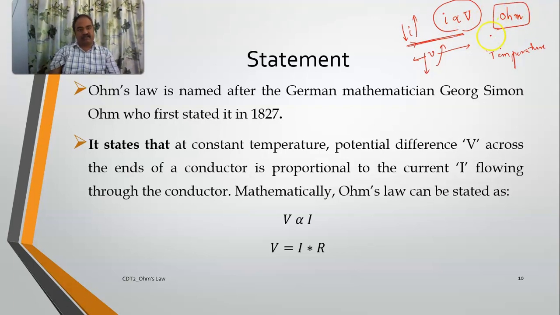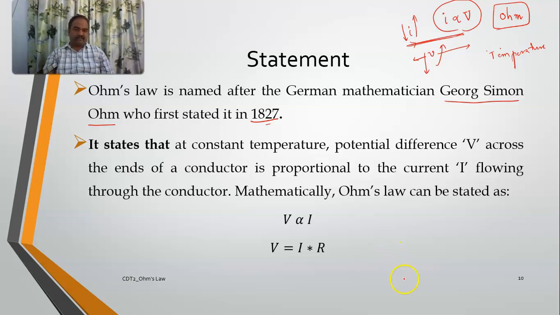Simon Ohm. His full name is George Simon Ohm. He was a German mathematician. He stated this law first in 1827. So at constant temperature, the current through a conductor is directly proportional to the potential drop across it.